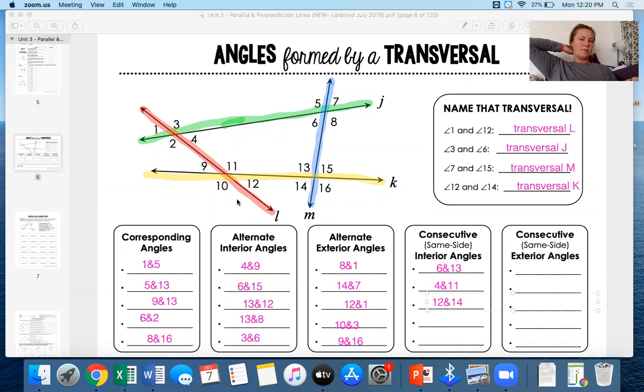Well, you gave me an exterior on the red. You're good though. We can use it on the other side. How about 15 on the blue? 15 and 8, good. And how about 3 on the green? Perfect. You guys are killing it. I love it. All right, now we're going to look at same side exterior. So how about 16 on the blue? Perfect. How about 10 on the red?